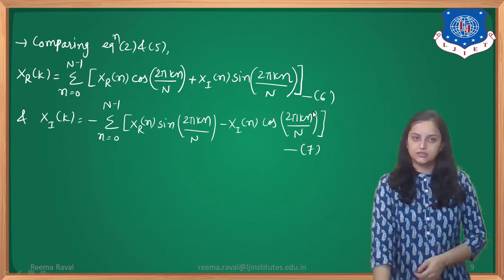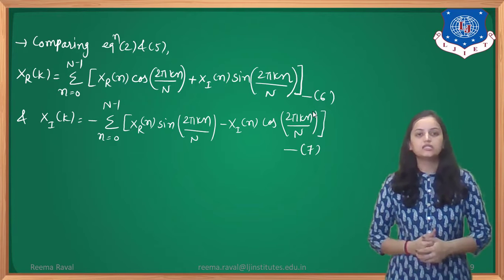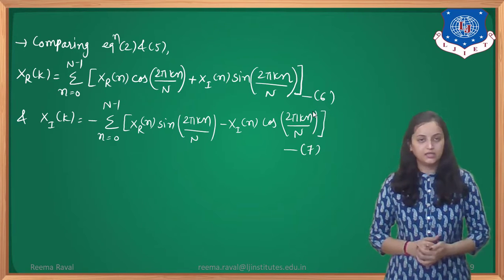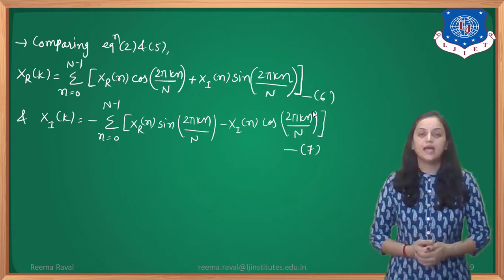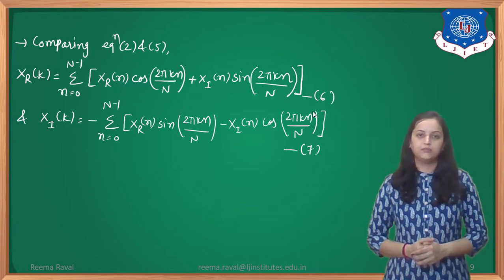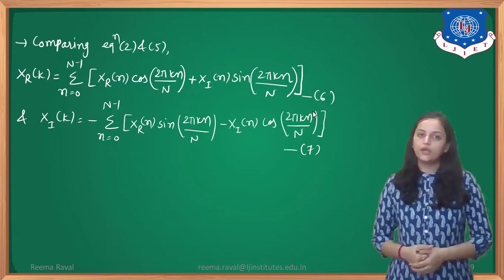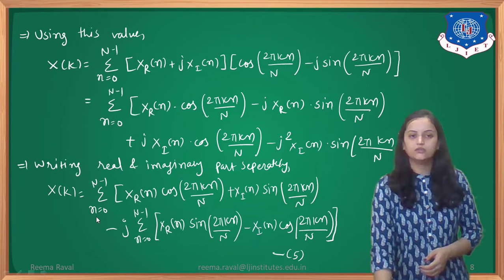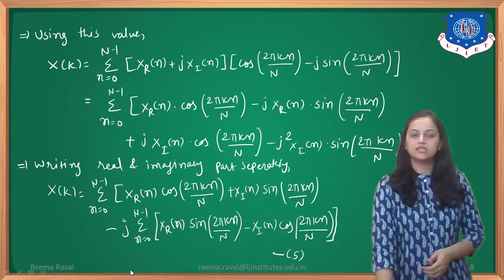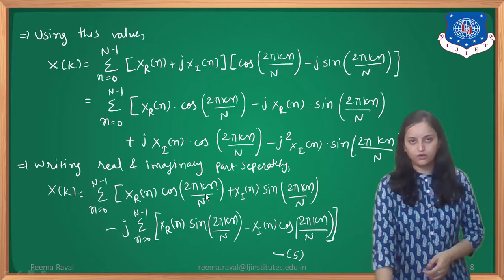This is equation number 6. And we will get the imaginary part Xi of k that is equal to minus summation of n equals 0 to N minus 1, Xr of n sin 2 pi kn by N minus Xi of n cos 2 pi kn by N. Let us give this as equation number 7. Now how have we written this equation? In the previous equation, where we got the j part, we will consider this as the imaginary part of k, and this we will consider as the real part of k.